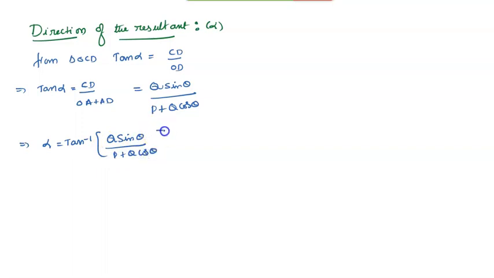So in this way, if two vectors are represented by the two adjacent sides of a parallelogram, making an angle theta with each other, then we can find the magnitude and direction of the resultant like this. Now we can discuss the different cases.